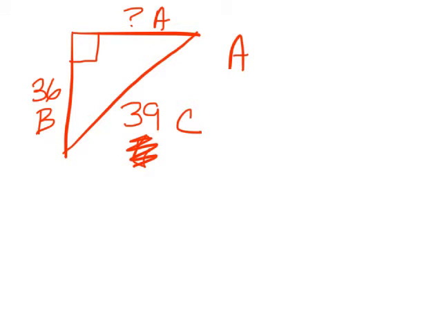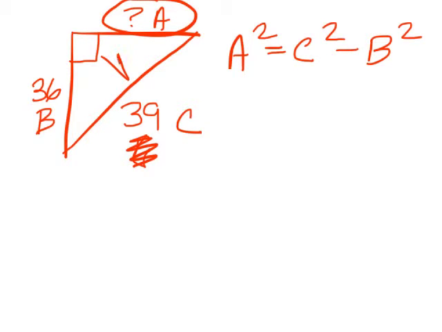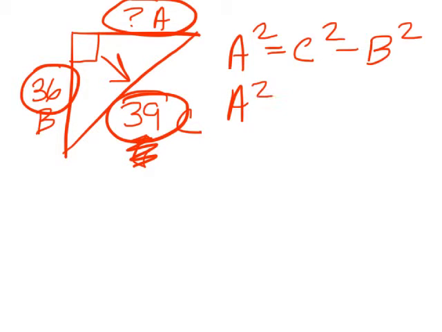To find A, you do a squared equals c squared minus b squared, which means if you're missing a leg, which is something that's not across from the right angle, all you do is square the hypotenuse and subtract the square of the leg you know. So the square of the hypotenuse is 39 squared, and then subtract 36 squared.